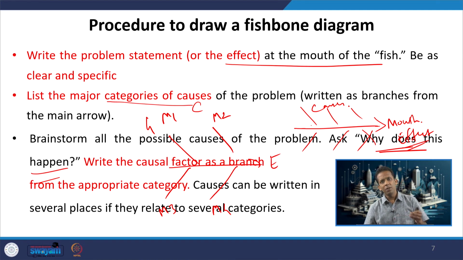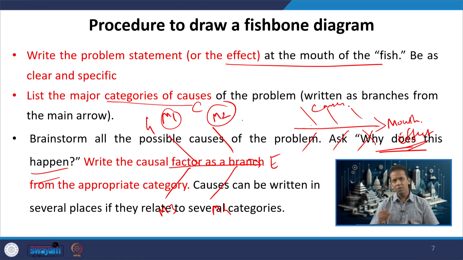Sometimes it may happen that one particular cause can fall under multiple categories. So, you can write it down. If there is one cause which falls in M1 as well as M2, write that cause at both places. Maybe towards the end, when we finalize our hypothesis, we would realize that it is contributing significantly to one of the categories. So, from the other category we can strike it down.